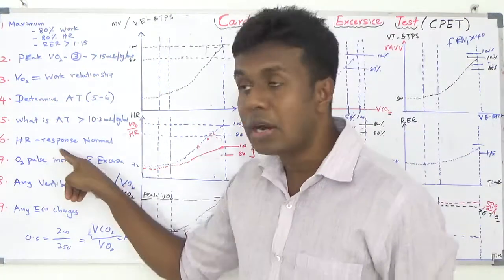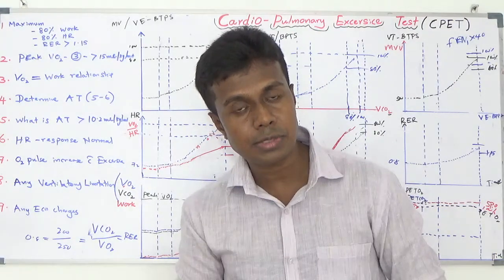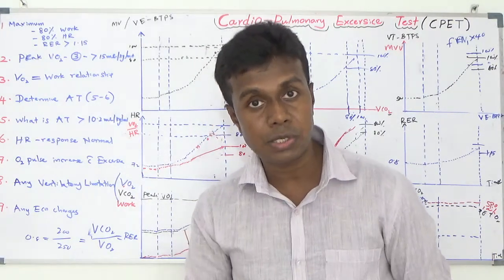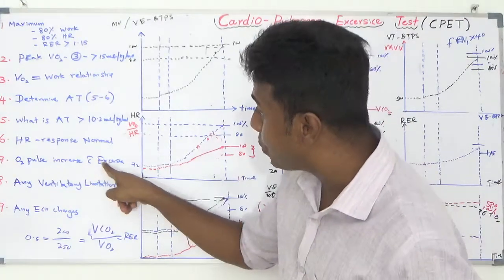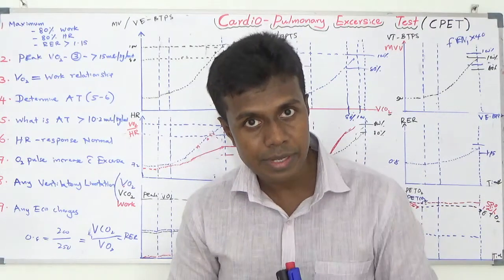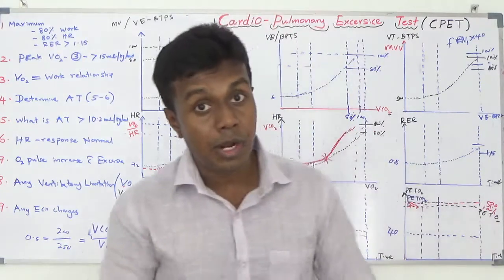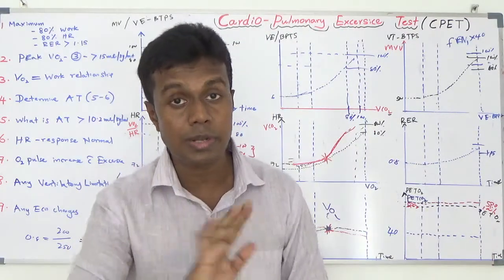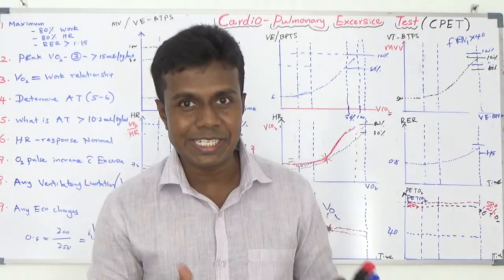And check whether the heart rate response is normal. If you do not have a normal heart rate response, your myocardium is diseased or suppressed by some drugs. And check that O2 pulse increases with exercise. O2 pulse should increase with exercise. Then check whether there is any ventilatory limitation. Under normal conditions you should not have any ventilatory limitations. Lastly, check whether you have any ECG changes.